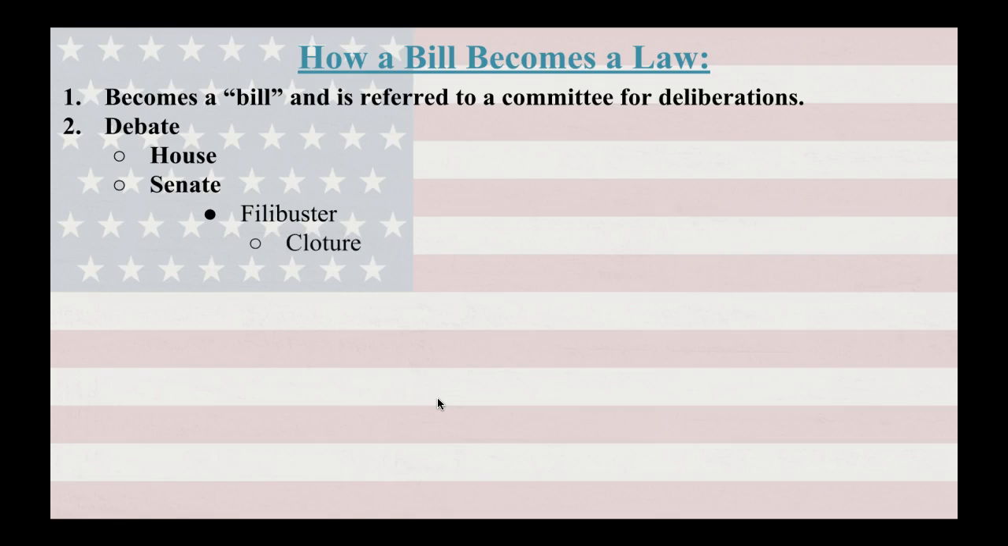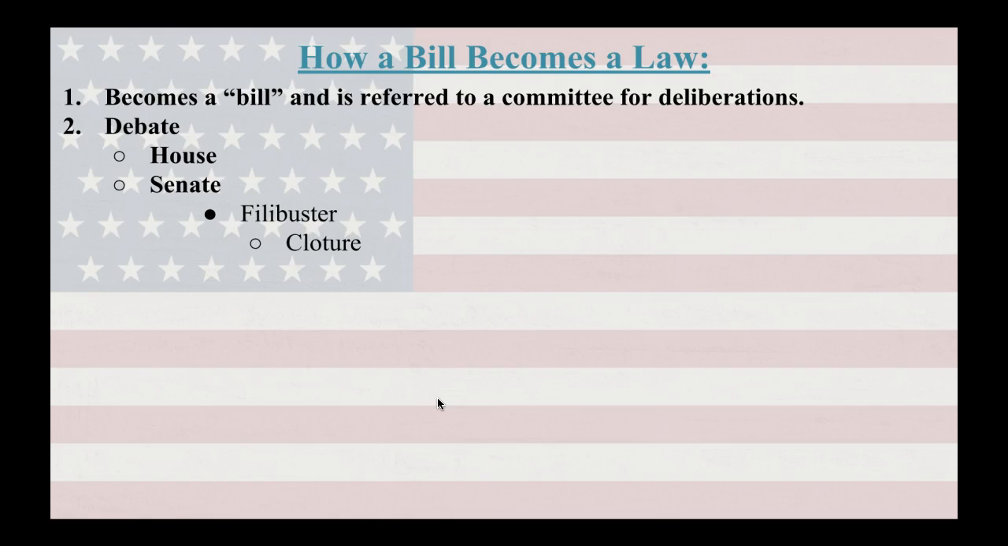And cloture is a procedure to end a filibuster. It's a vote of 3/5 of the chamber, which is 60 votes. And if they invoke cloture, it means that they vote to end debate. And that is how they can essentially shut down a filibuster.